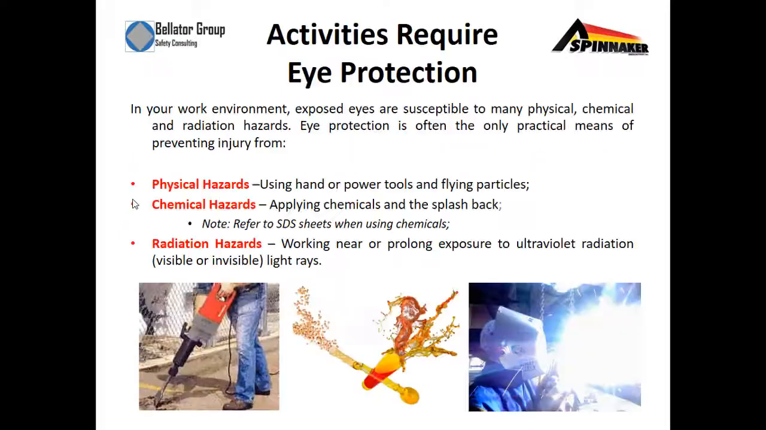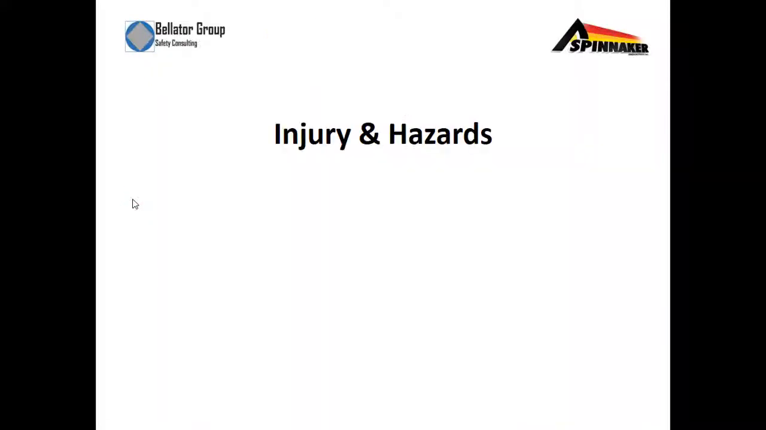Activities requiring eye protection. In your work environment, exposed eyes are susceptible to many physical, chemical, and radiation hazards. Eye protection is often the only practical means of preventing injuries from physical hazards, such as using hand tools or power tools and having flying particles, chemical hazards, such as applying chemicals and the splashback effect. Note you always want to refer to your SDS whenever you're using chemicals, and radiation hazards, working near or prolonged exposure to ultraviolet radiations, whether it's visible or invisible light rays.